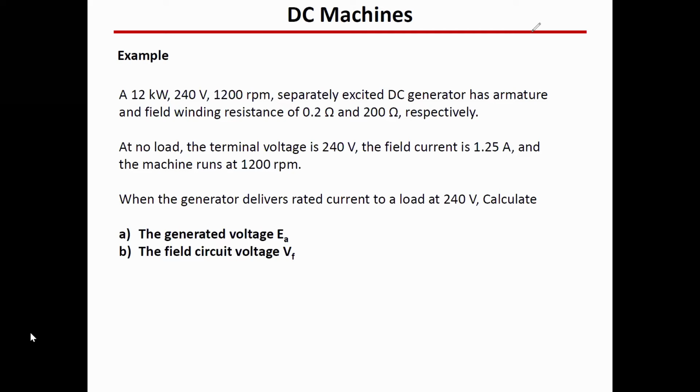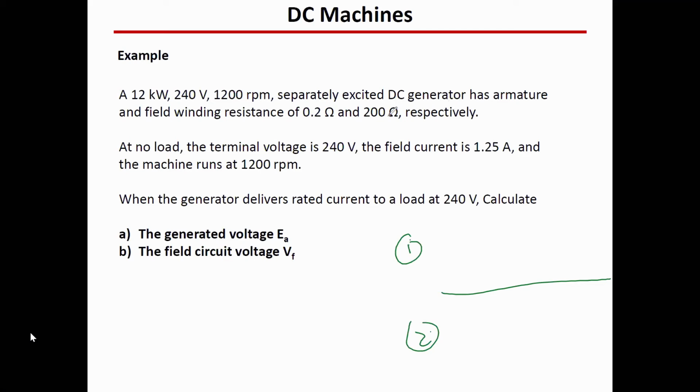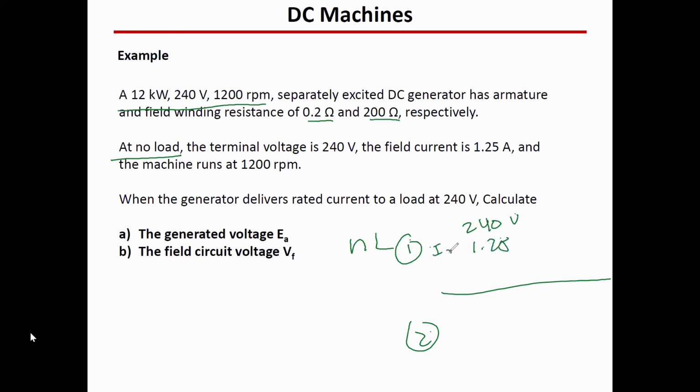a couple of examples. If you remember, I mentioned that this is a before and after example, right? So you have case 1, you have case 2, and you can see here, for example, the parameters of the circuit and the rated values at no load. So this is case 1, no load. The terminal voltage is 240 volt. The field current is 1.25. And the speed is 1200 RPM.